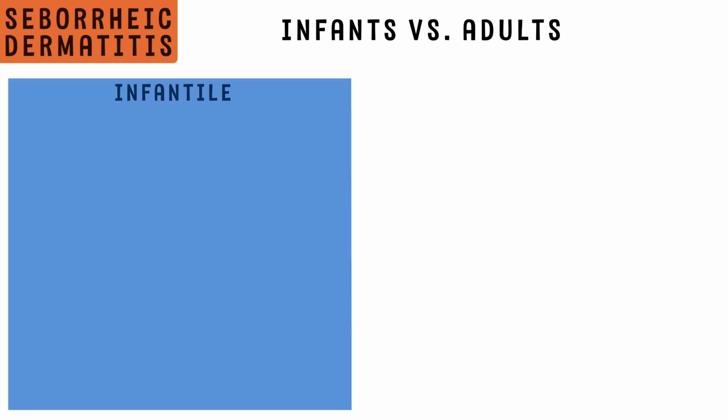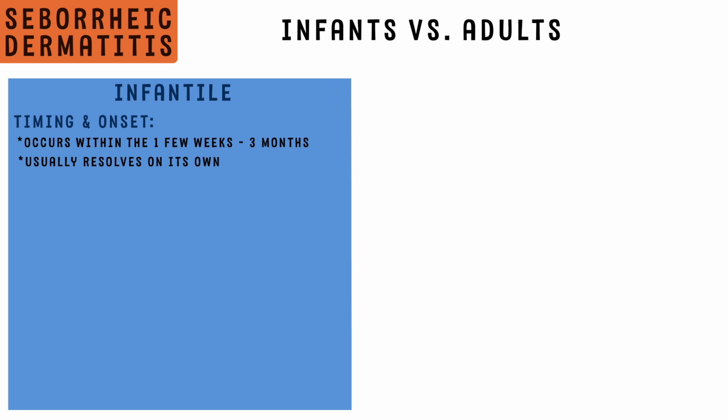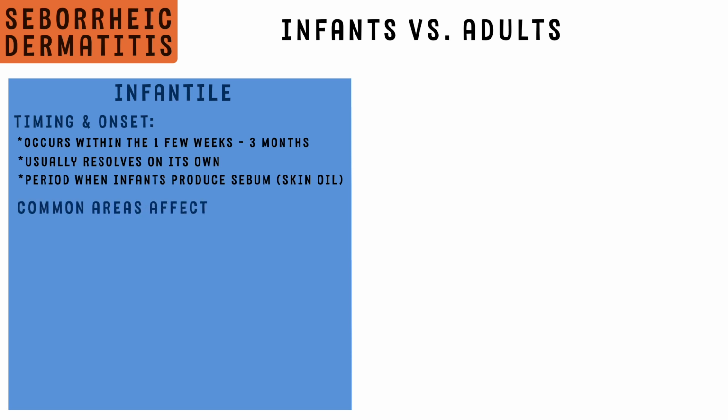Infantile seborrheic dermatitis typically occurs within the first few weeks to 3 months of life. It is a self-limited condition that usually resolves on its own as the baby grows. This timing coincides with a period when infants produce more sebum, or skin oil, which later decreases until puberty. The most common manifestation is cradle cap, where yellow-brown greasy scales form on the scalp.